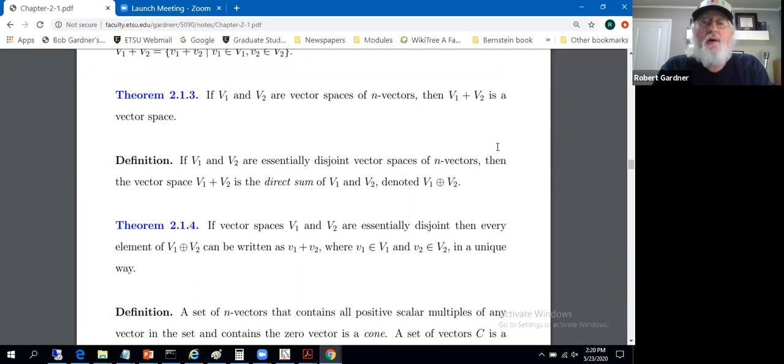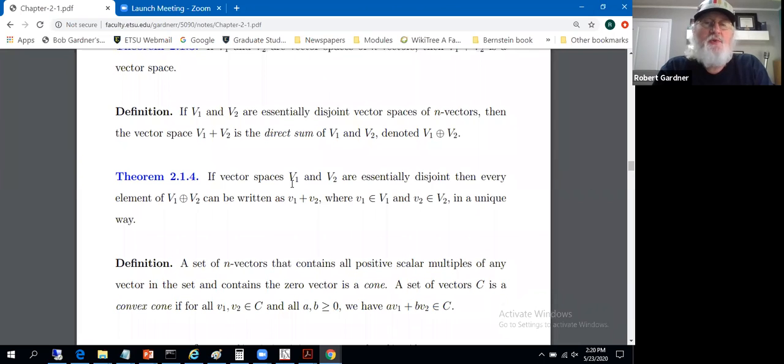space. All right, we're going to look at a special example of that type of vector space sum called a direct sum. If V1 and V2, vector spaces, subspaces of Rn, are essentially disjoint vector spaces, that is, if they only share the zero vector in common, then the vector space V1 plus V2 is called the direct sum of V1 and V2 and is denoted with this little plus sign in a circle.